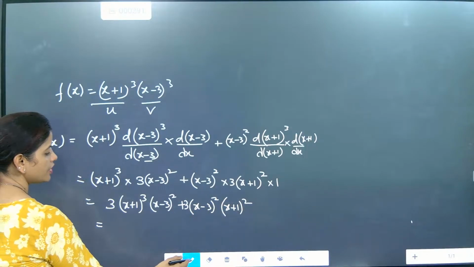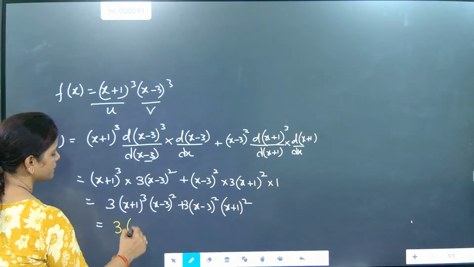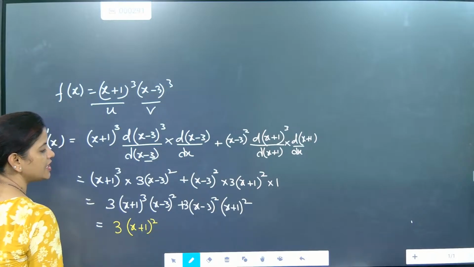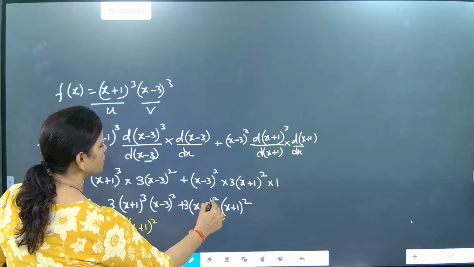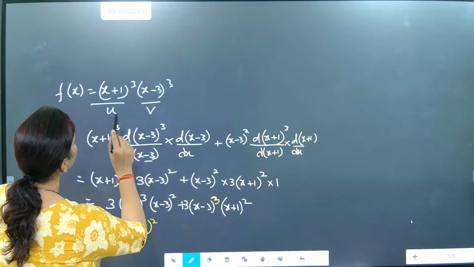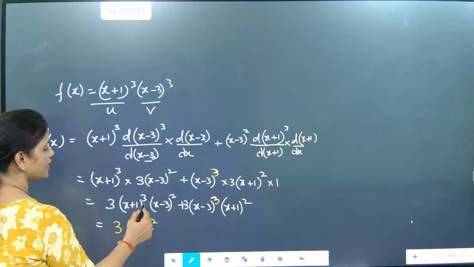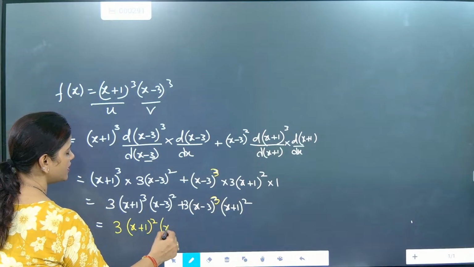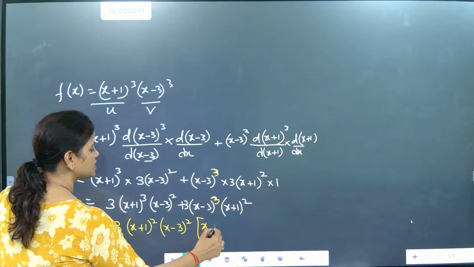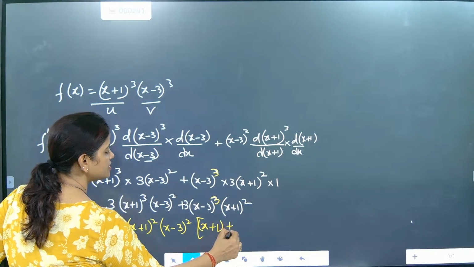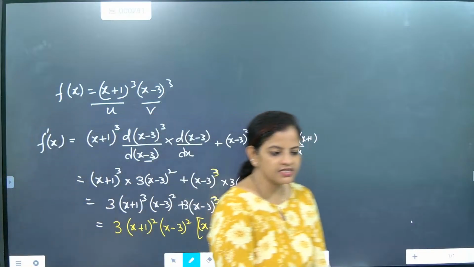Shall we take what part we are going to take common? What in all commons are coming? We are going to take that common. 3 we are taking common. (x plus 1) whole square we are taking common. And then what part we are going to take common? Because 1 will be cube. (x minus 3) cube is there. So this part cube will be there. Lowest degree is (x plus 1) whole square, and then (x minus 3) whole square. What is left here is x plus 1, and here left is x minus 3. Done? So these are the things that are exactly kept.